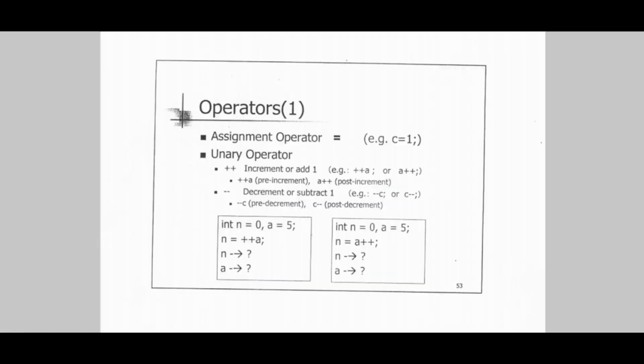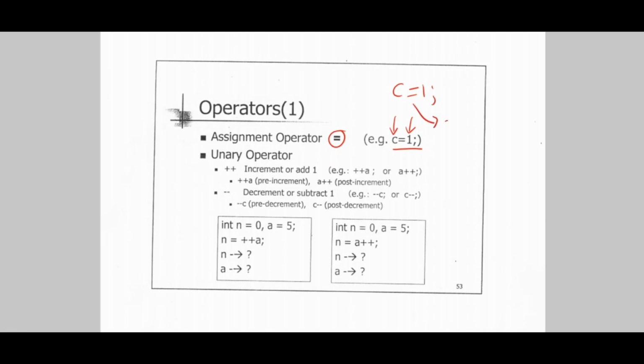The assignment operator is this one. For example, if you have the assignment statement to set the value of variable c to 1, you would say c gets 1. That is read as "gets the value of." Or we could say area gets the value of 3.14 times rad times rad, semicolon. Again, this is the assignment operator.